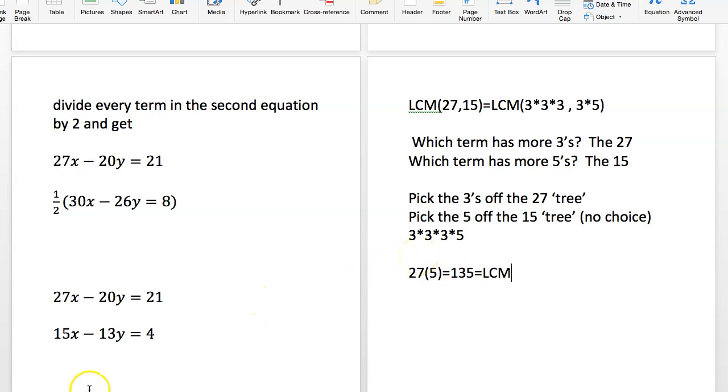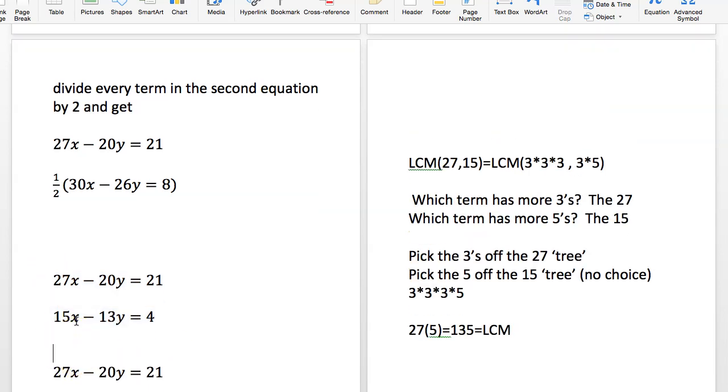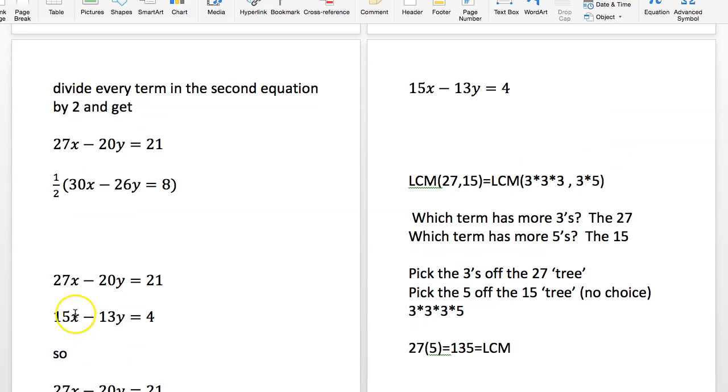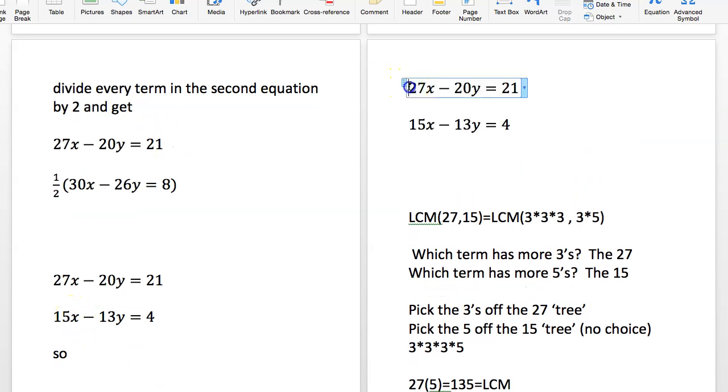That's another way of getting it, but anyway, so it's 27 times 5, so we multiply the top equation by 5. So if I multiply the top equation through by 5, and now 15, how do we know what to do with 15? I said it was 15 times 9. Jason, how do you know that?